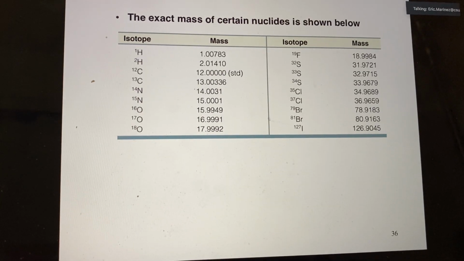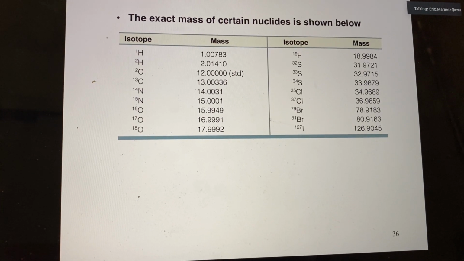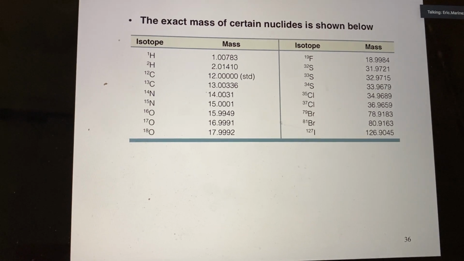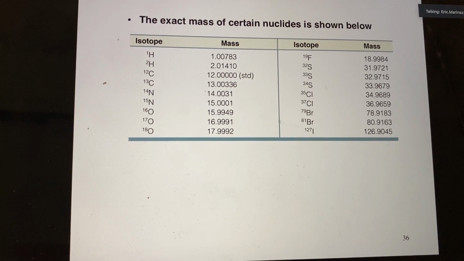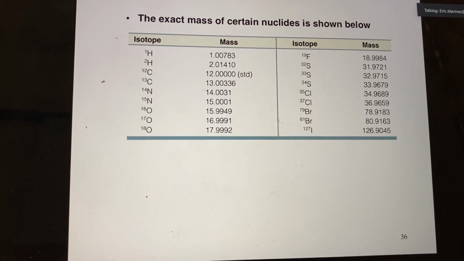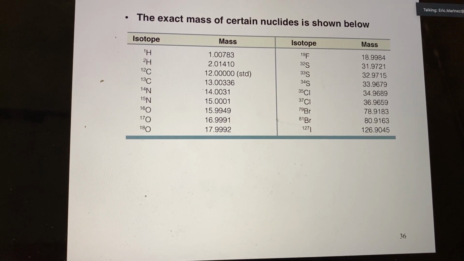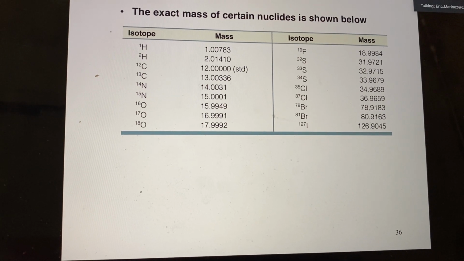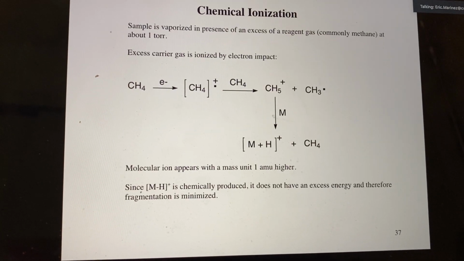So I just wanted to point that out. And so here are some of the exact masses of certain nucleotides that are found. And from this, with that resolution, you can determine accurate molecular weights of compounds, particularly compounds that have roughly the same mass. Okay, so I just wanted to show that to you guys.